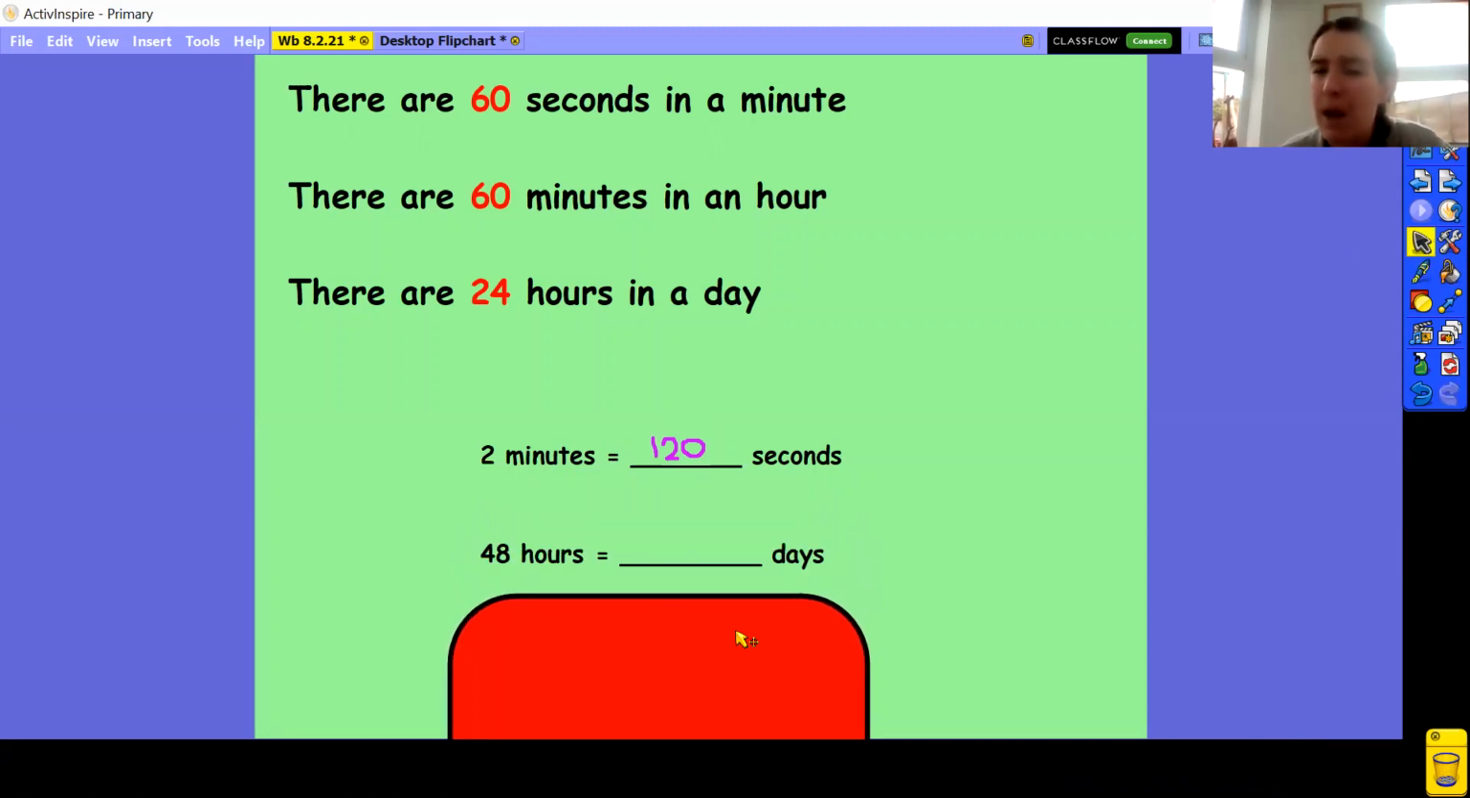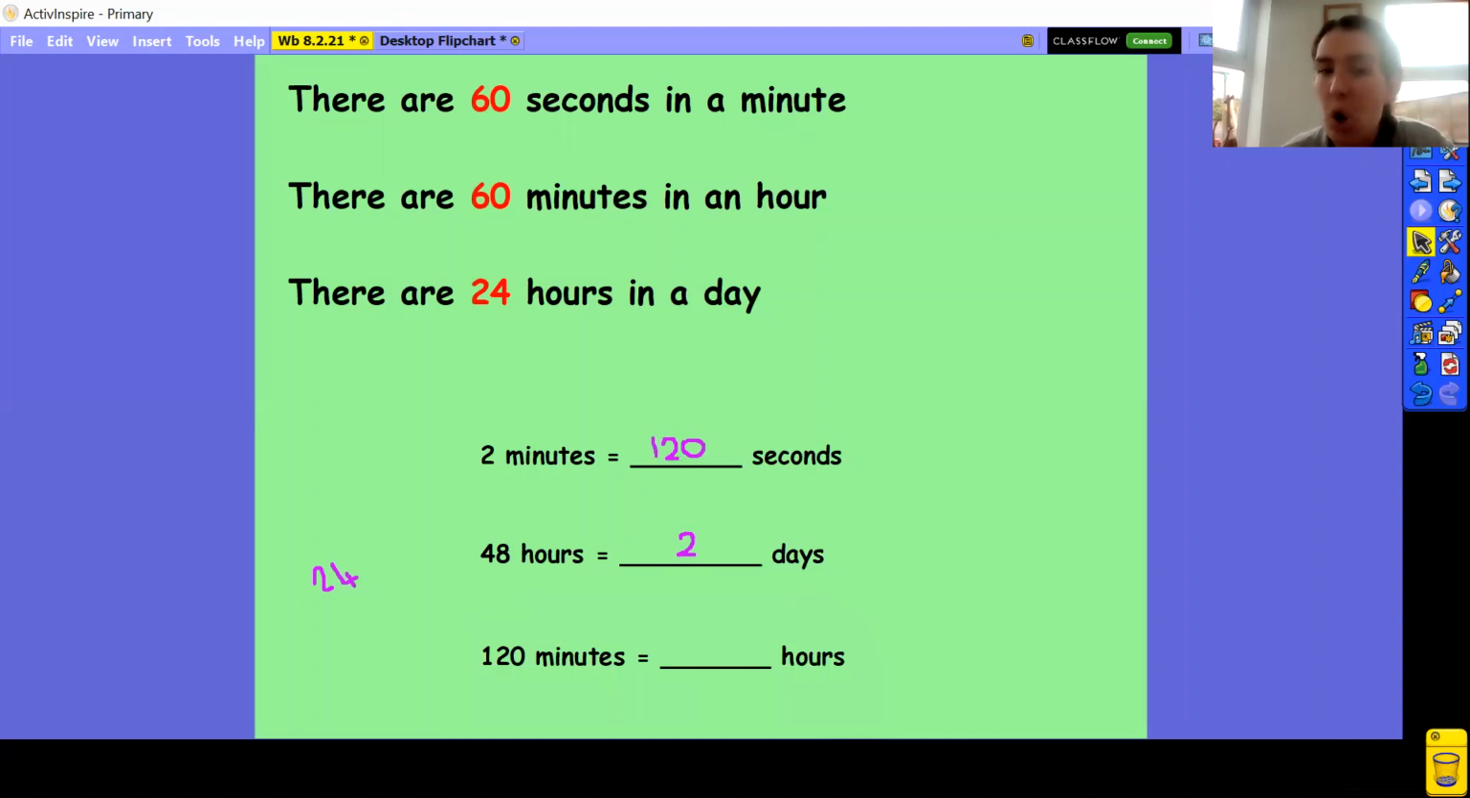What about hours in a day? 48 hours is the same as how many days? Well, if I know that there are 24 hours in one day, but I'm not looking at 24, I'm looking at 48. And I don't know my 24 times table, but I should be able to see that 48 is double 24. So if 24 hours is one day, I'm going to double it. So 48 hours is the same as 2 days.